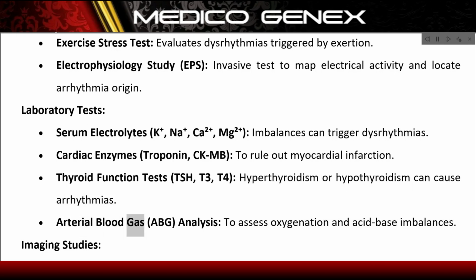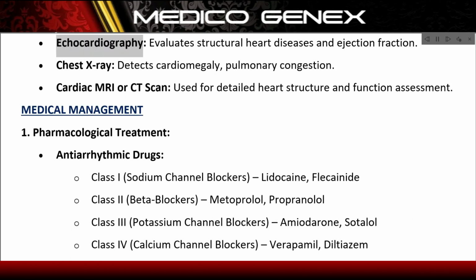Arterial blood gas, ABG, analysis, to assess oxygenation and acid-base imbalances. Imaging studies. Echocardiography evaluates structural heart diseases and ejection fraction. Chest X-ray detects cardiomegaly and pulmonary congestion. Cardiac MRI or CT scan is used for detailed heart structure and function assessment.